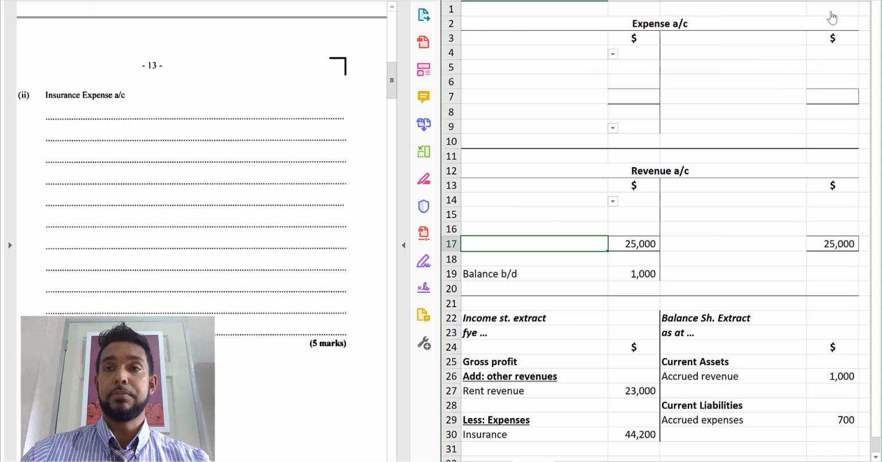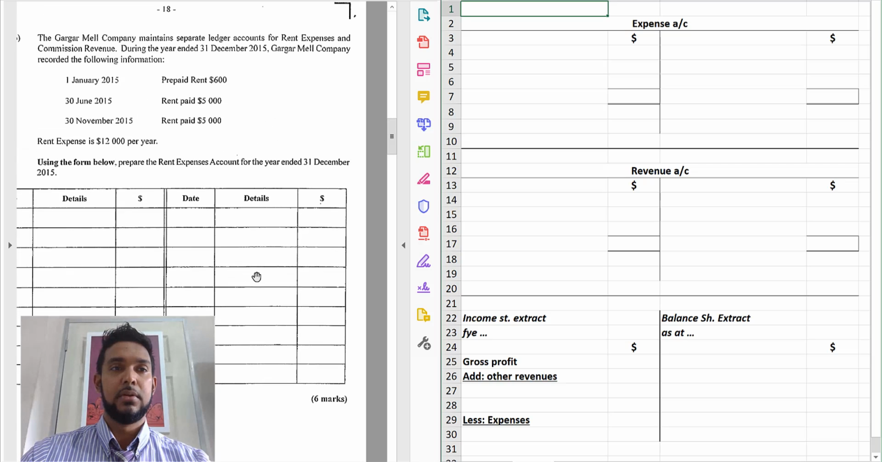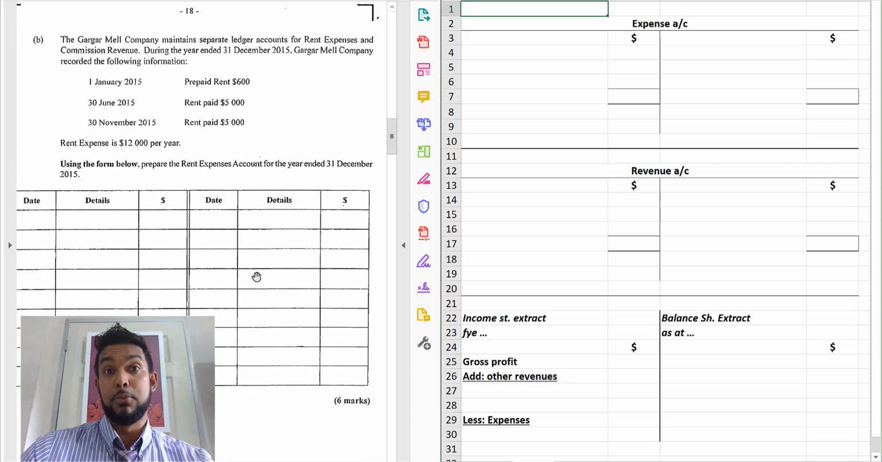But I'm going to clear it off now. Okay, so let's take a look at the next question. This is Gargamel. Somebody was a fan of Smurfs, so maybe Buju Banton, I don't know.